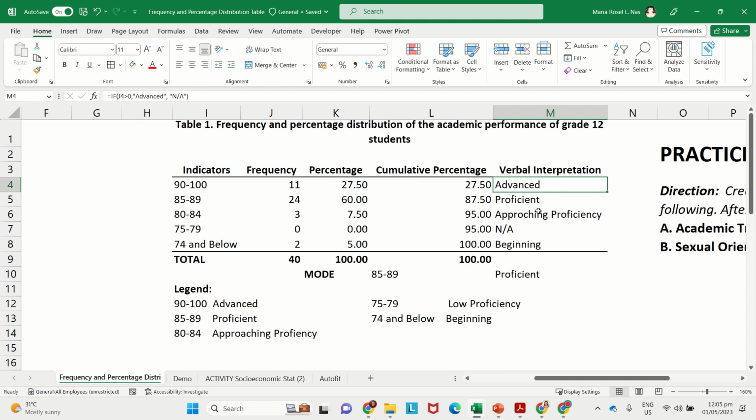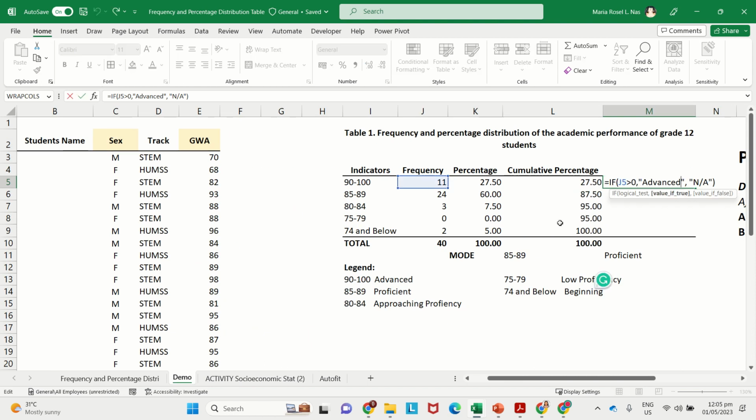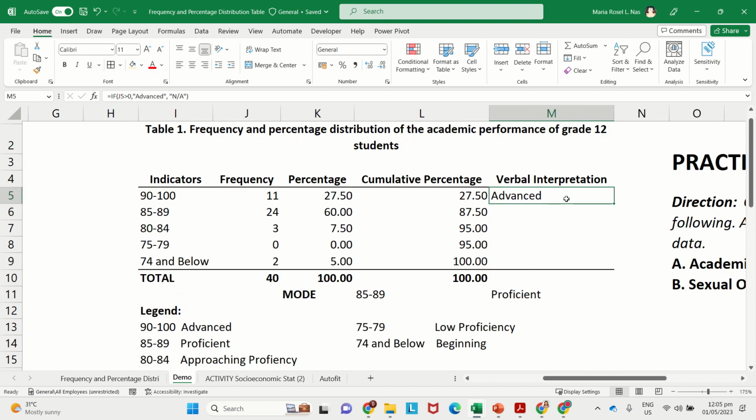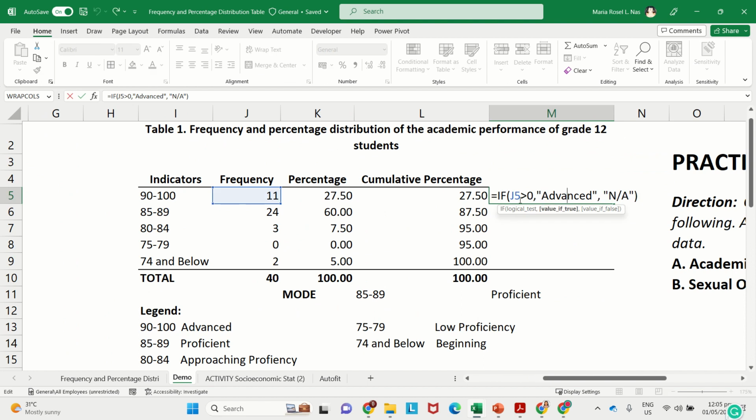So how do we now automate this one? Again, we can use the IF function. So here, for example, if our frequency is greater than 0, then the value if true is advanced, because 90 to 100 is advanced, and the value if false, if it is not greater than 0, should be NA.